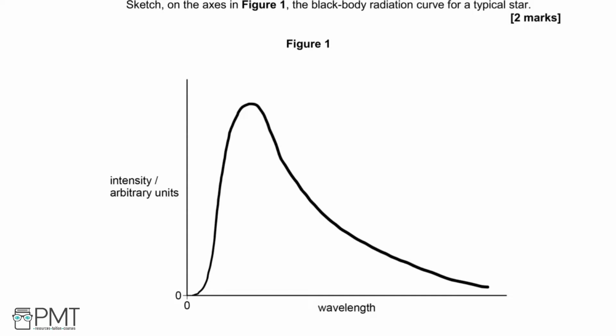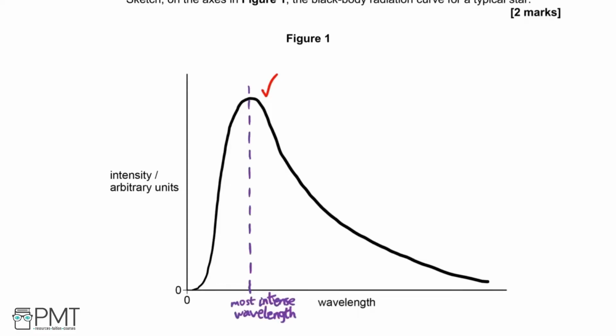You'll get 1 mark for showing that the curve has a single peak, and this is at the wavelength that has the highest intensity. Your second mark will be for having a curve where the steepest part of the left-hand side is steeper than the steepest part of the right-hand side. So we can see that on the left-hand side it's nearly vertical, but on the right-hand side it's not as steep. So 2 marks there.